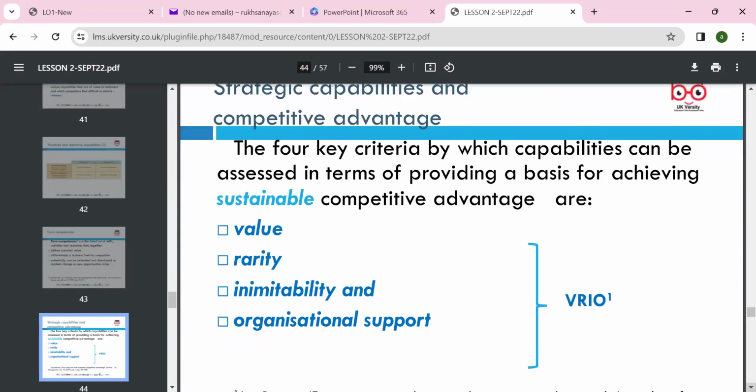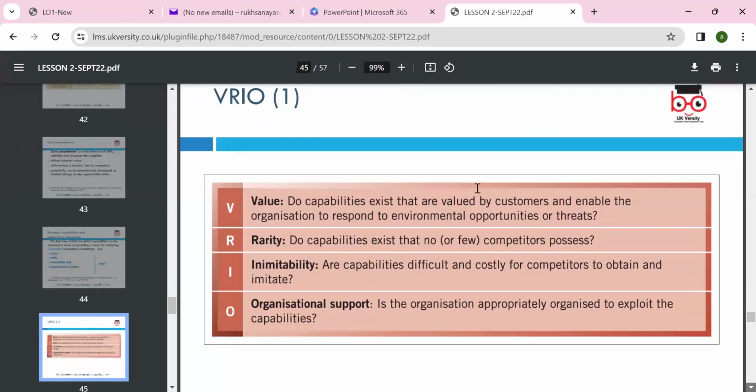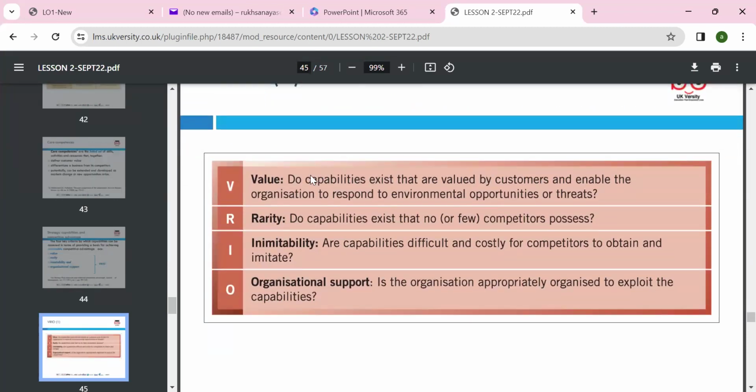Strategic capabilities and competitive advantage, we can look around the value. We have the VRIO model, which stands for value, rarity, inimitability, and organizational support. This model is very important. Value: do the capabilities exist? Do they give value to the customer and enable the organization to respond to environmental opportunities and threats within the organization, whichever organization we choose?